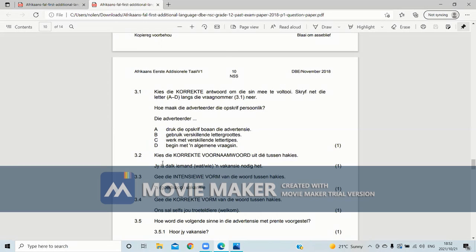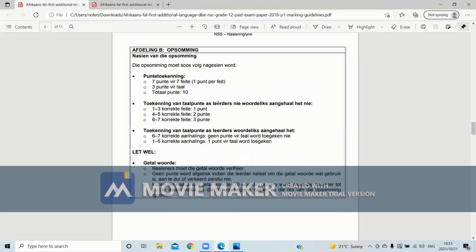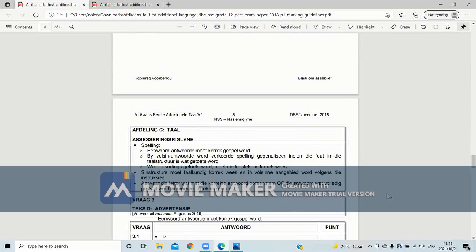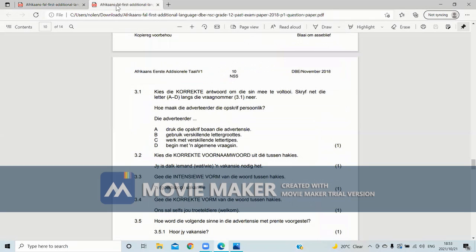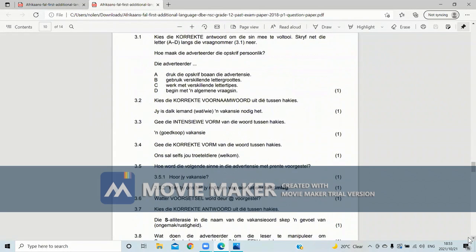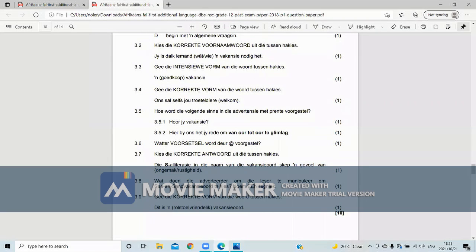Okay, so D. Kies die korrekte voornaamwoord. So choose the correct pronoun. Jy is dalk iemand wat of wie 'n vakansie nodig het. Generally, I would think it's wat, but let me double check, because sometimes I still get confused. Generally the rule is if there's no preposition in the second part of the sentence, then you choose wat. So if you think about it in English, we would have said, you might be someone that needs a holiday. So the rule of thumb is if the second part doesn't have a preposition, then you say wat. If you wanted to say wie, like the person who, but there's no preposition here, then you choose wat. That's what I use to get by.